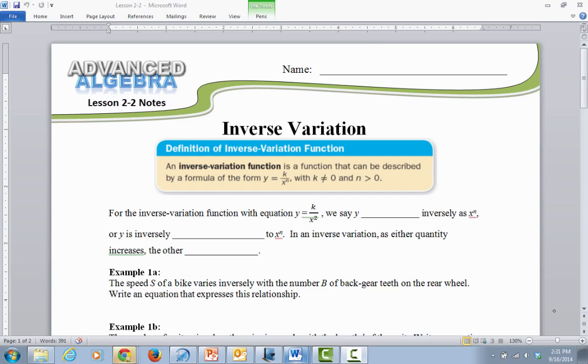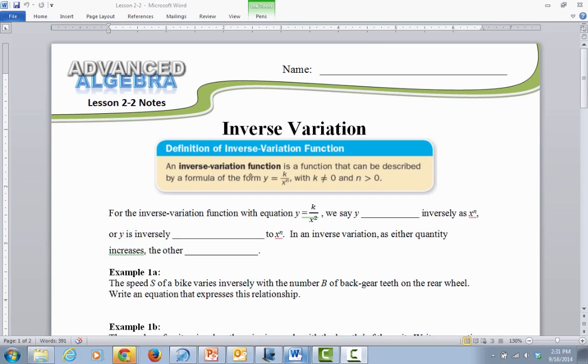Okay, so we're looking at inverse variation today. It's the second part of our chapter 2. And this is like direct variation, except it's kind of flipped on its head. Okay, so I'll show you in a minute. So the first thing is you need to know the definition of inverse variation function.